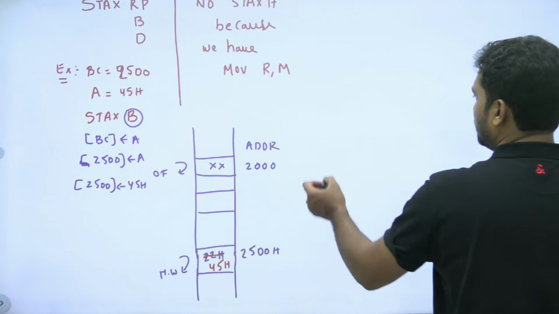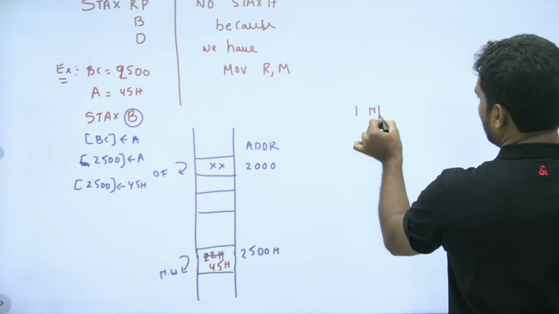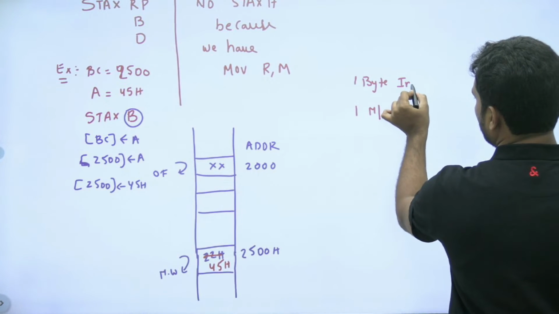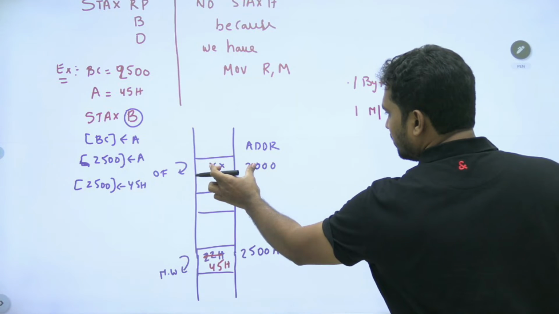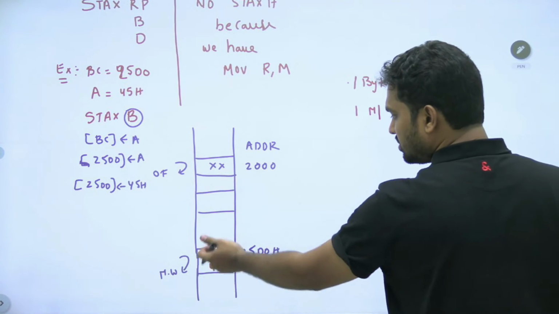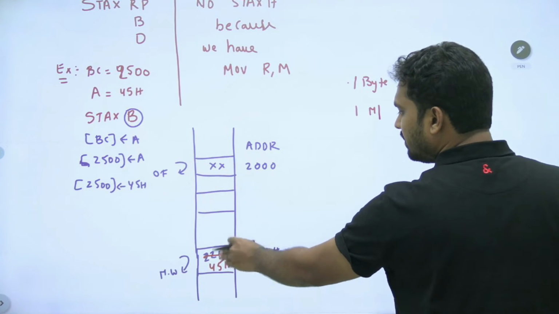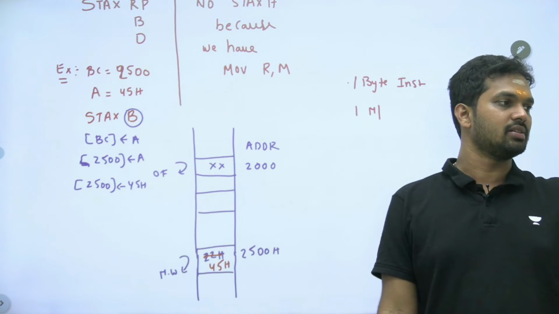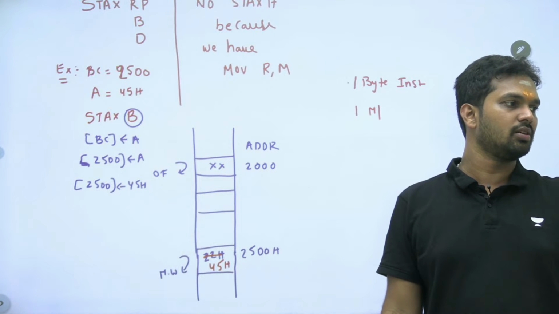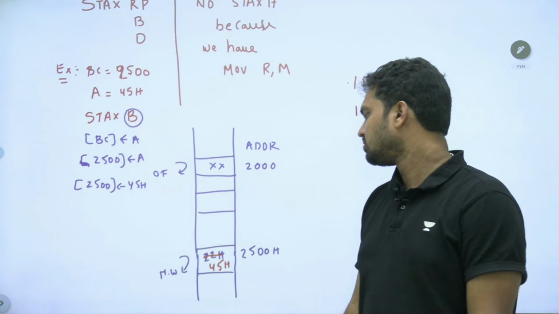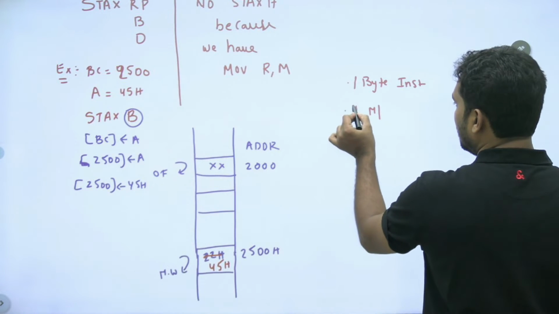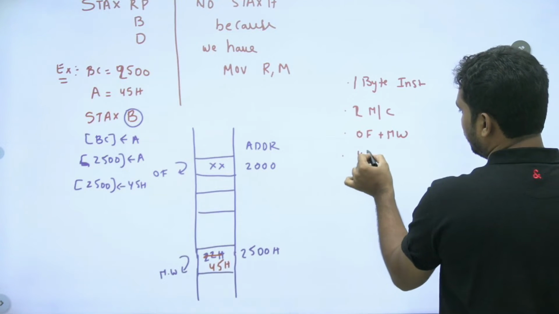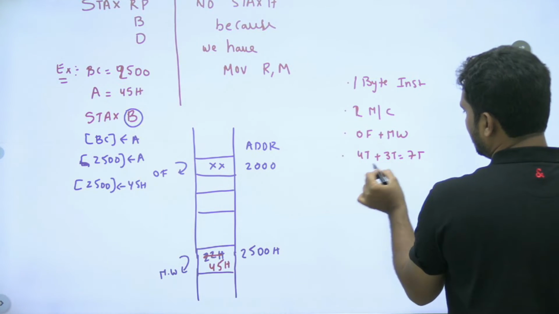Here, same story. One byte instruction only. Sir, why one byte instruction, sir? Because only one byte of memory is required for this instruction. Outside maybe it requires another byte, that is external memory, which can be any address, but for the instruction it requires only one byte. Second thing, how many machine cycles? Two machine cycles. What are they? Opcode fetch plus memory write, 4T plus 3T, 7T.